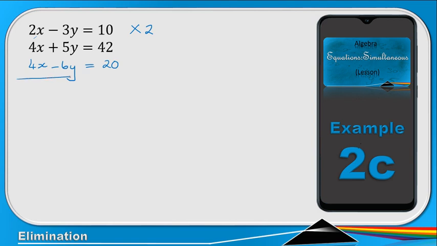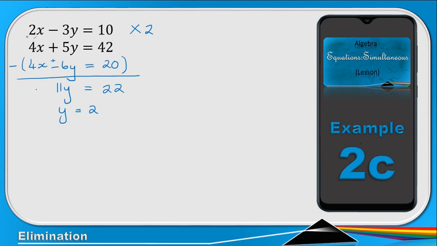Okay, now I can actually work with this. I've got a 4 and a 4. So if I subtract these two, I'll end up with 0. 4 minus 4 is 0. Then 5 minus negative 6. So a minus and a minus gives me a plus. So meaning 5 plus 6 is 11y. And then 42 minus 20 is 22. Okay, then we divide both sides by 11, so y is equal to 2.